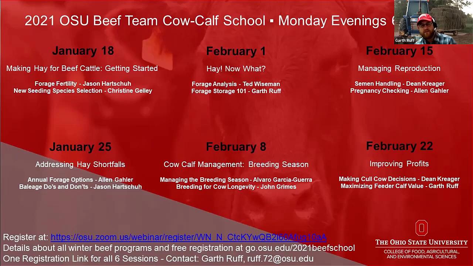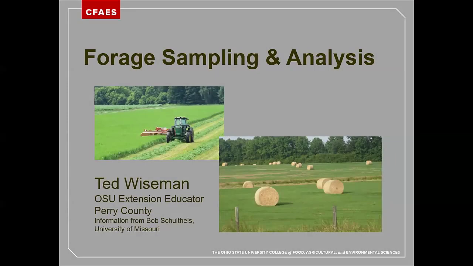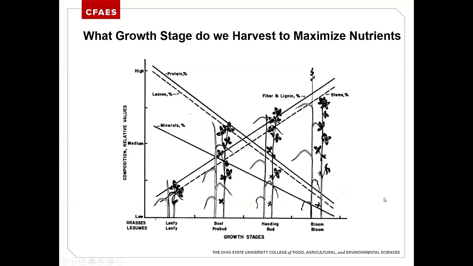So with that, Ted. Thanks for everybody for joining us tonight, but I am going to talk about sampling and analysis here this evening. So this is just a slide that's been around forever. When we make hay, mostly determined by Mother Nature, but ideally, the younger that plant is, the higher the percentage of minerals in it, the more leaves, the more protein. And as we go through these growth stages, the plants become more mature. We'll increase the percentage of stems, increase that percentage of fiber, and increase that percentage of lignin.